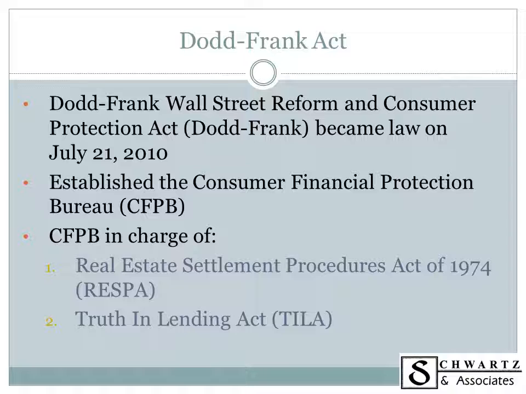TILA is a lending statute that covers proper disclosure of things like the use of credit, the cost of credit, and projected payments. It is intended to show a consumer how much it will cost to get a loan and requires the disclosure of things like the annual percentage rate and projected payments. The initial TIL and the final TIL are the current TILA disclosure forms.